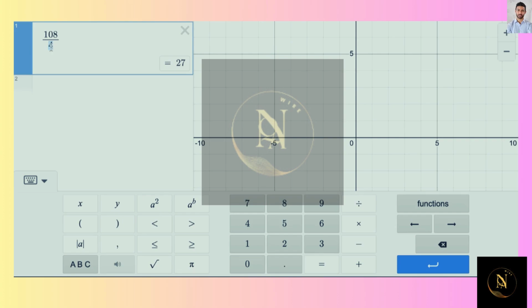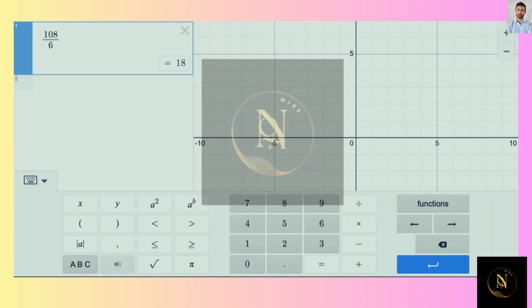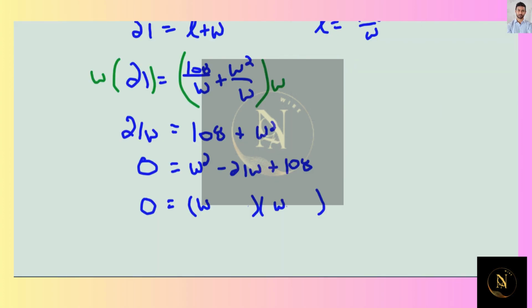So let's keep working here. 6 and 18, if they were both negative, would not give us 21. 9 and 12 would. So it's negative 9 and negative 12 multiply to 108 and add to negative 21, which means the width could be 9 or the width could be 12 by the zero factor theorem.